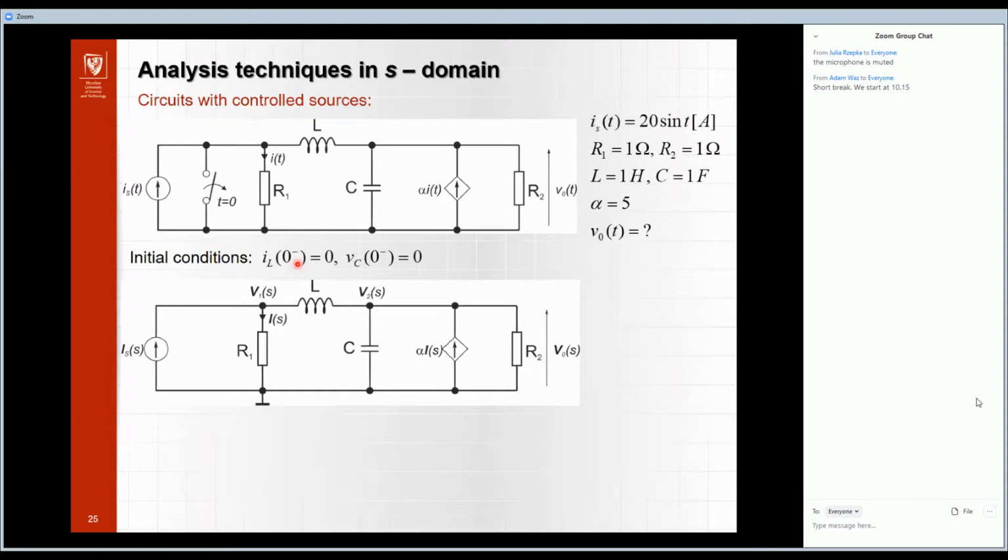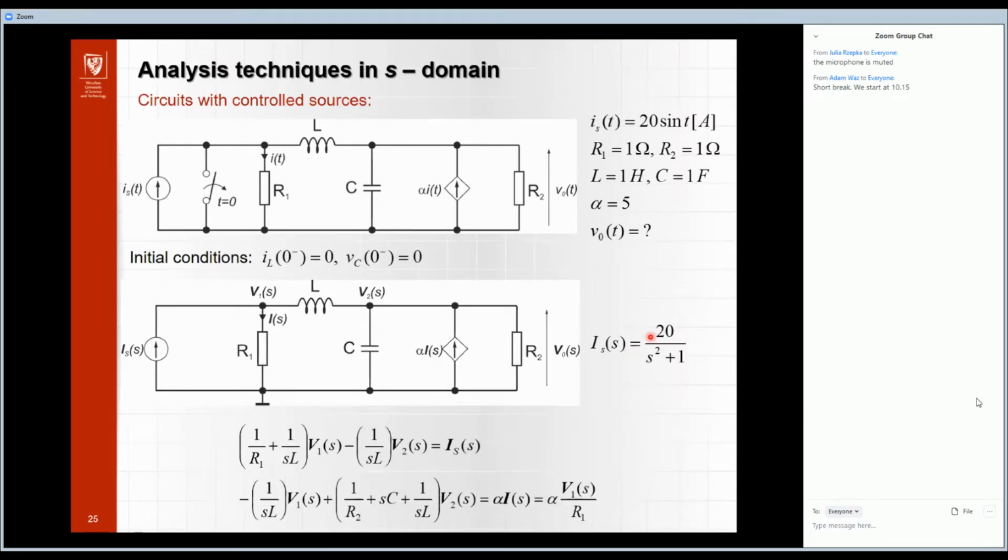And so now we write this circuit when we open the switch. Okay, and now we transform the current source into the S domain. So we know that sine is equal to 1 by s squared plus omega squared, but omega here is equal to 1. So we have just this result.